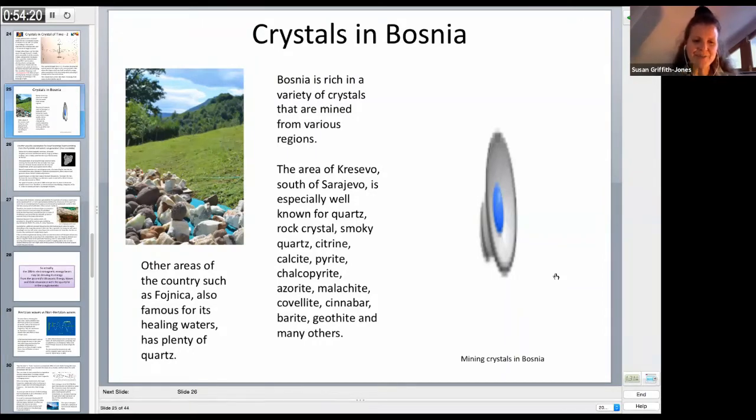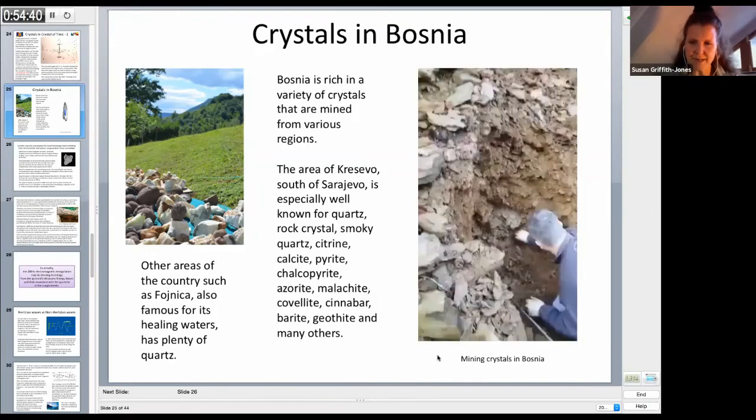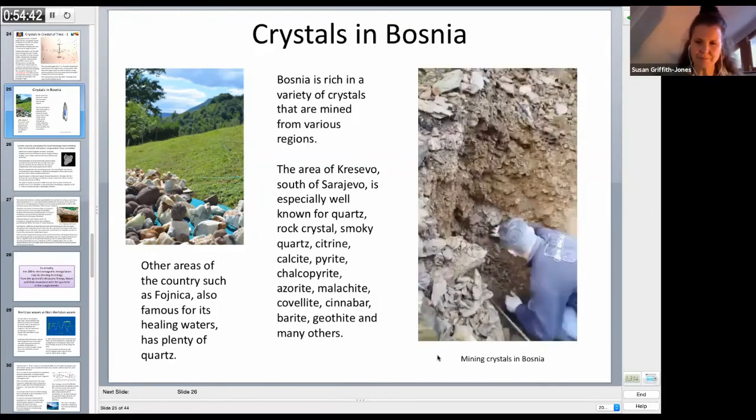And other areas of the country, such as Fojnica, which is about an hour from Visoko, also famous for its healing waters, has plenty of quartz. This is a picture of just a display of some crystals. In fact, this is the pyramid on the edge of the Pyramid of the Dragon. So here we have mining of crystals.